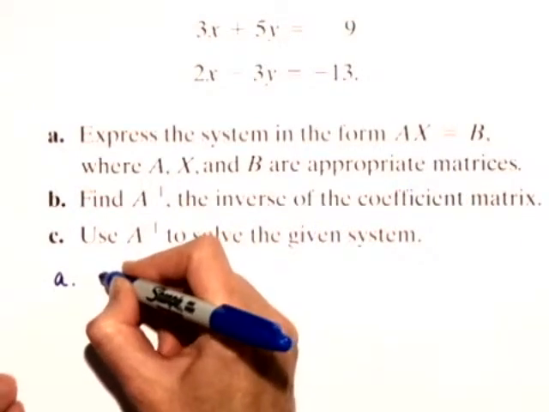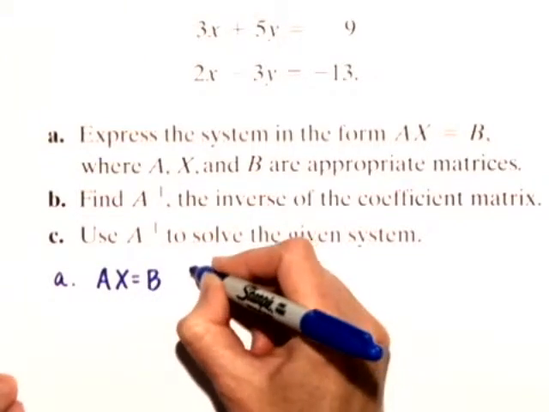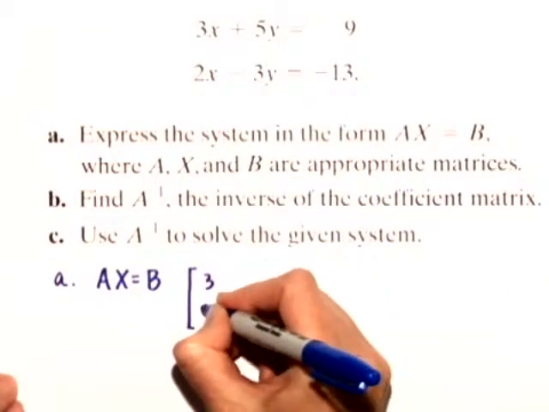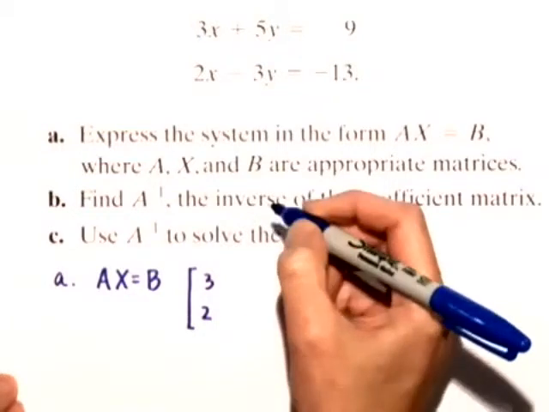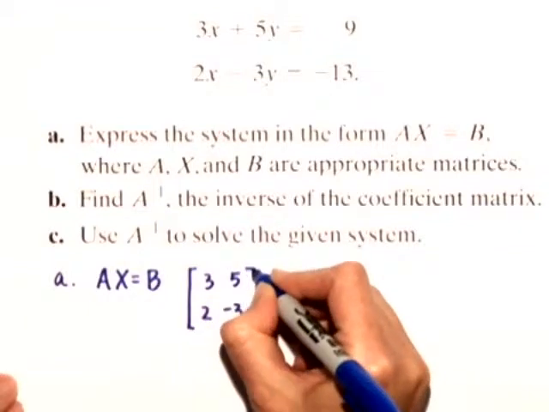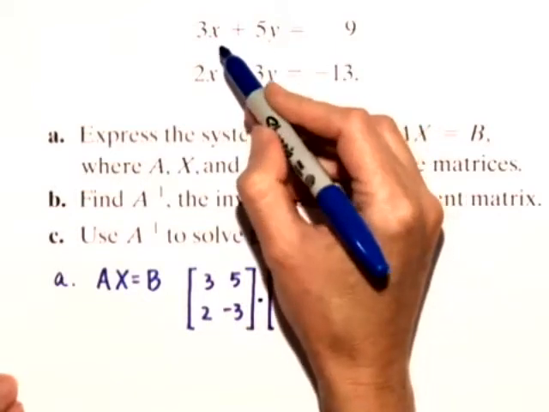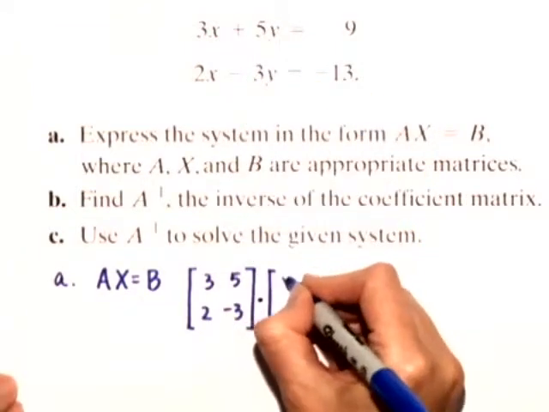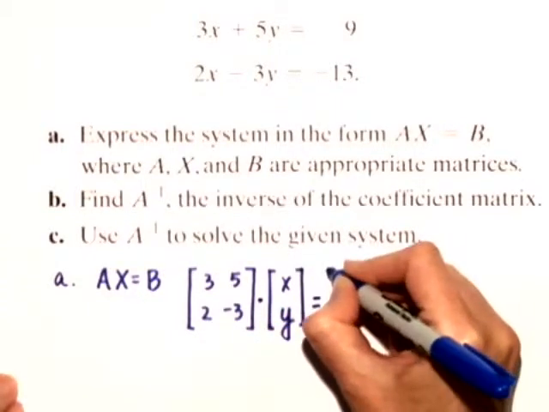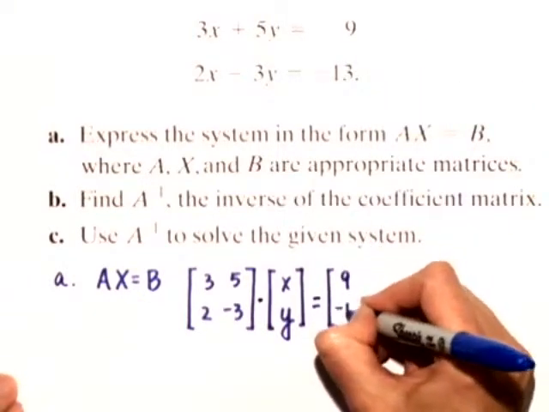So for part A, we want to write this in the form AX equals B. We will write it like this. Our coefficient matrix contains the X coefficients of 3 and 2 in that column, the Y coefficients of 5 and negative 3. We multiply that by the variable matrix. We have an X and a Y. We set that equal to our right-hand side constant matrix, 9 and negative 13.